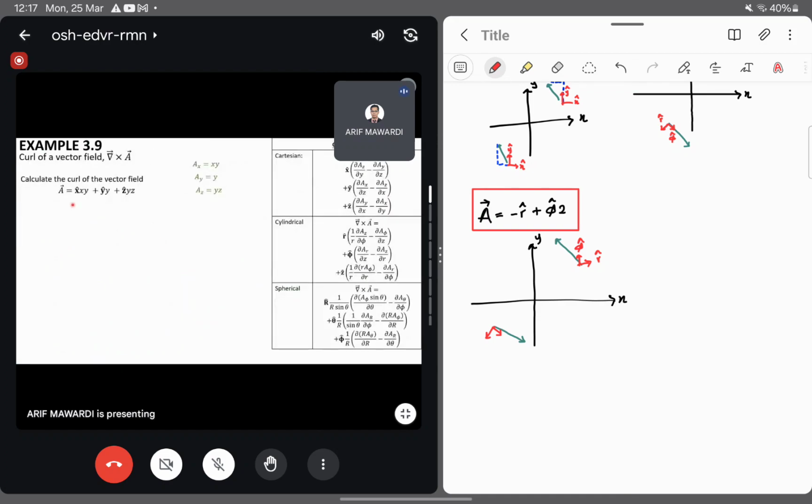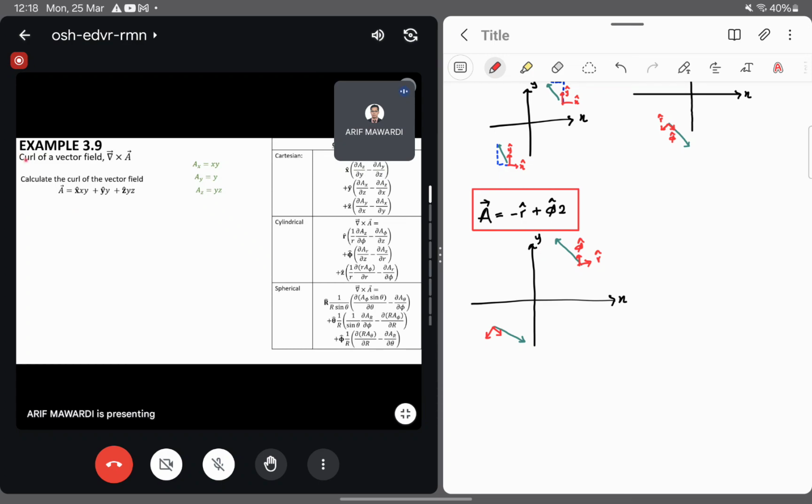Okay, so we have talked about the gradient, which you can only calculate the gradient of a scalar field and you will get a vector field. So we have talked about the second type of operation, which is called the divergence. You can also only calculate the divergence of a vector field. And if you calculate the divergence of a vector field, you will get a scalar field.